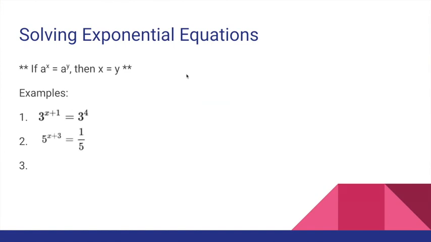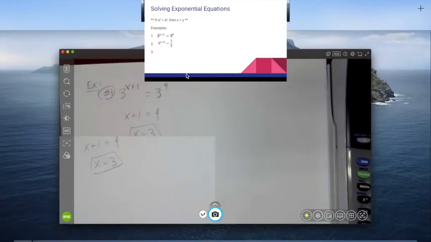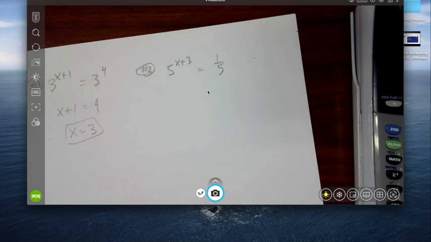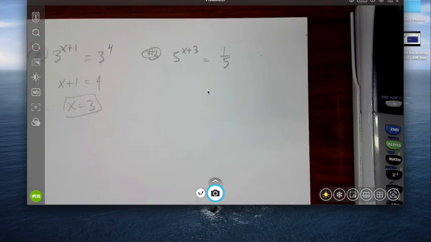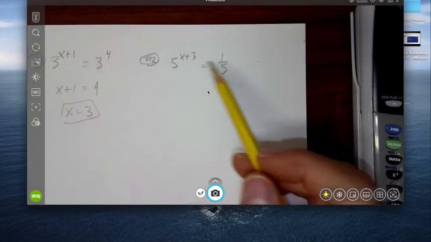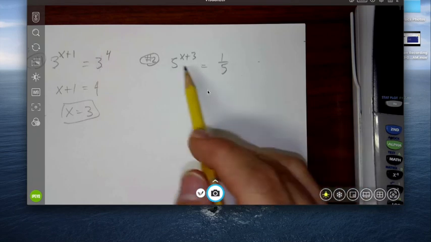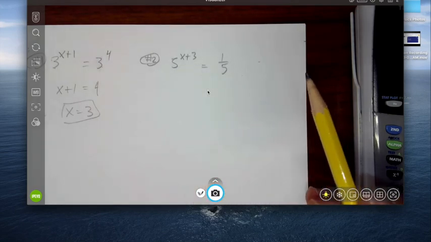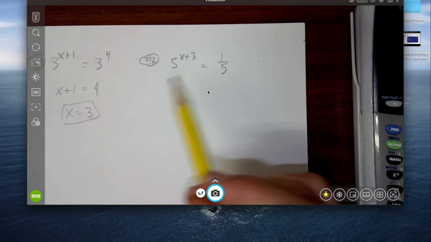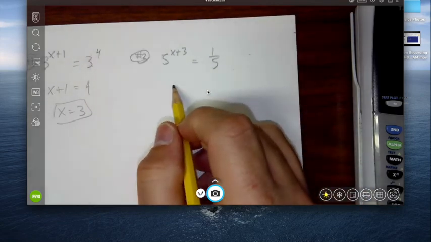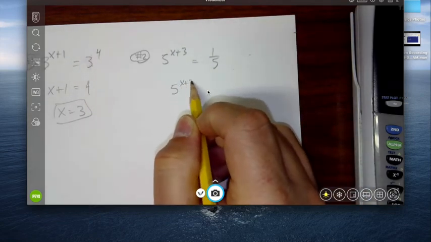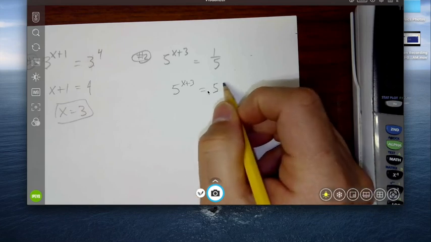Let's see. 5 to the x plus 3 equals 1/5. Well, yeah, we can see right away that this is not quite as easy because I don't have the same bases on the left and the right. So what I need to try to do is write one of these bases so that it looks like the other base. So I think the easiest way to do that would probably be to write 1/5 as 5 to the negative 1.